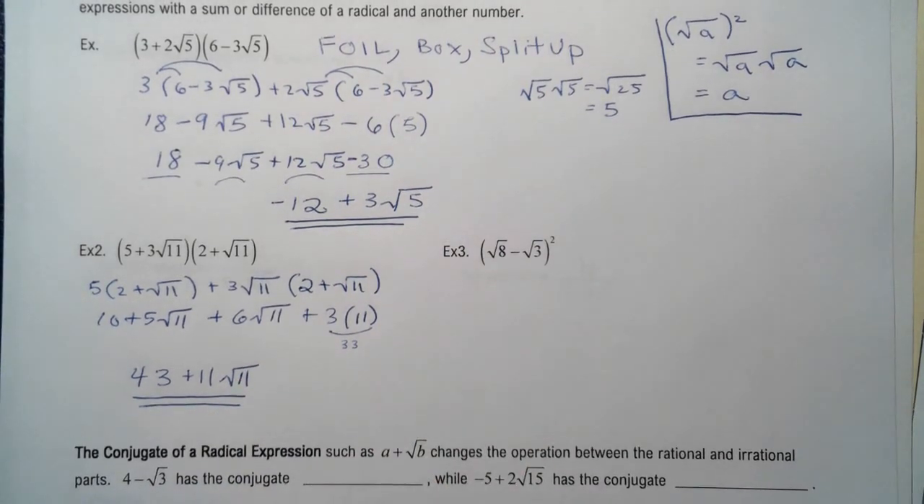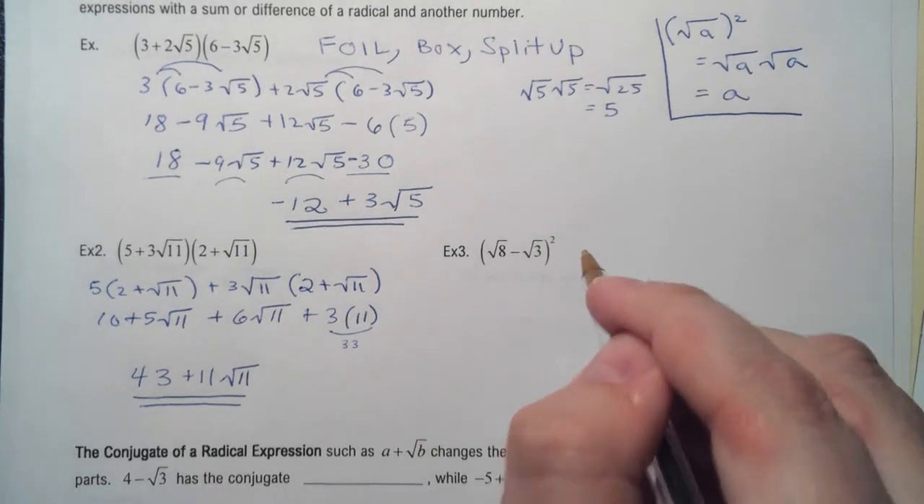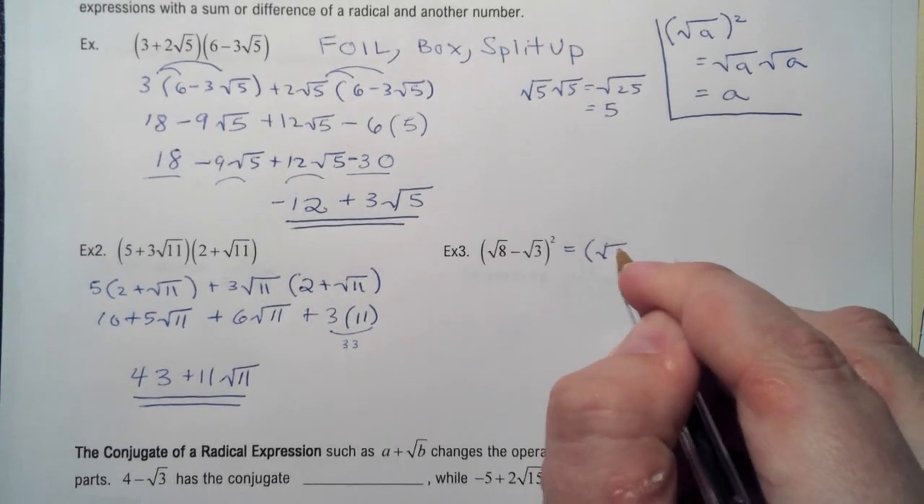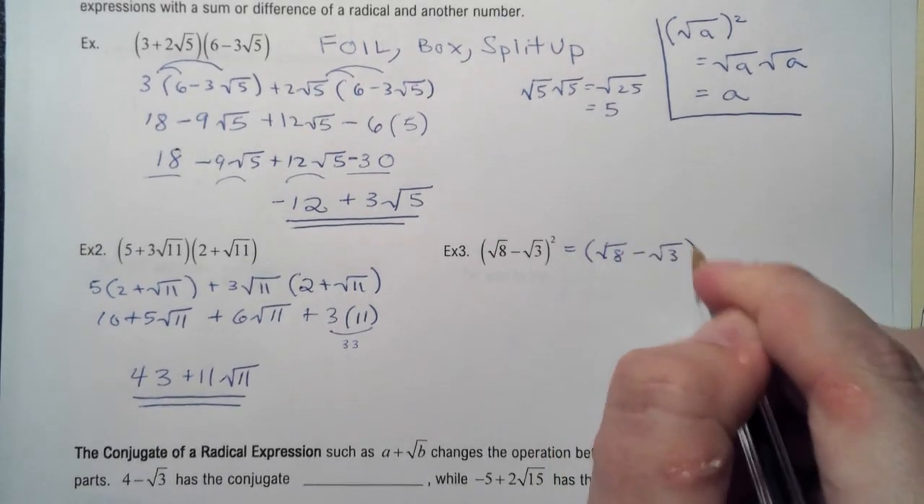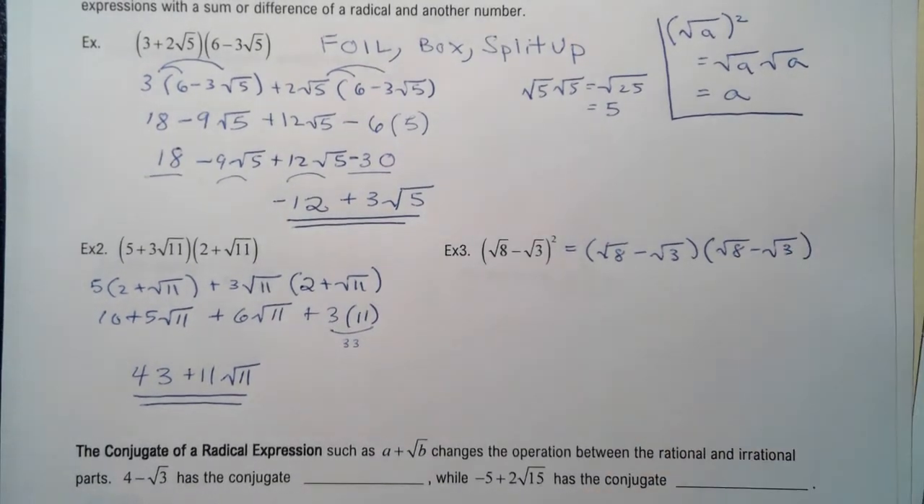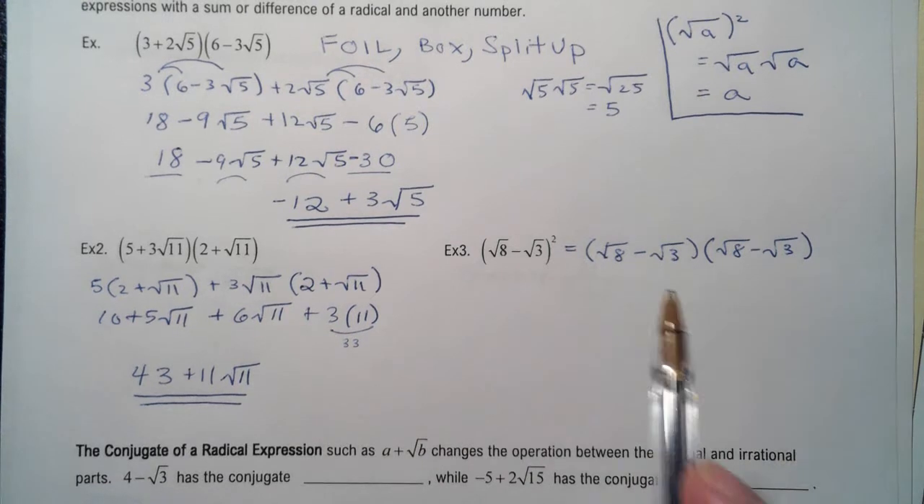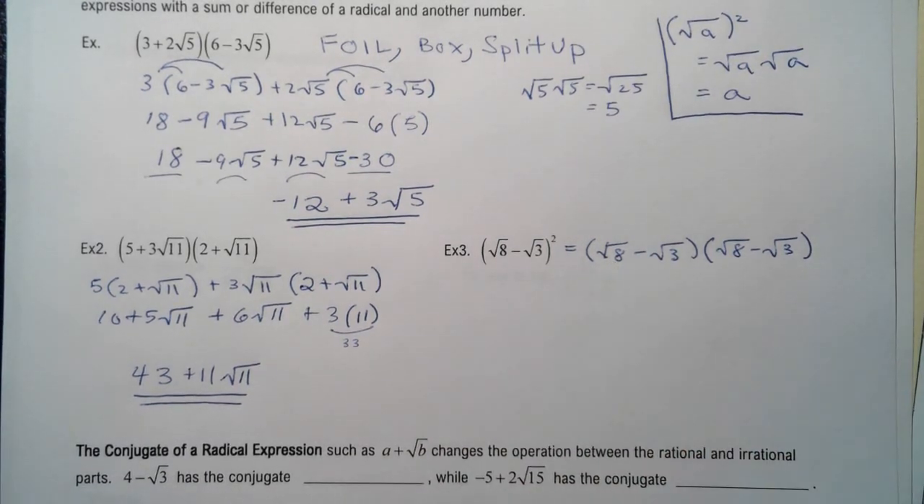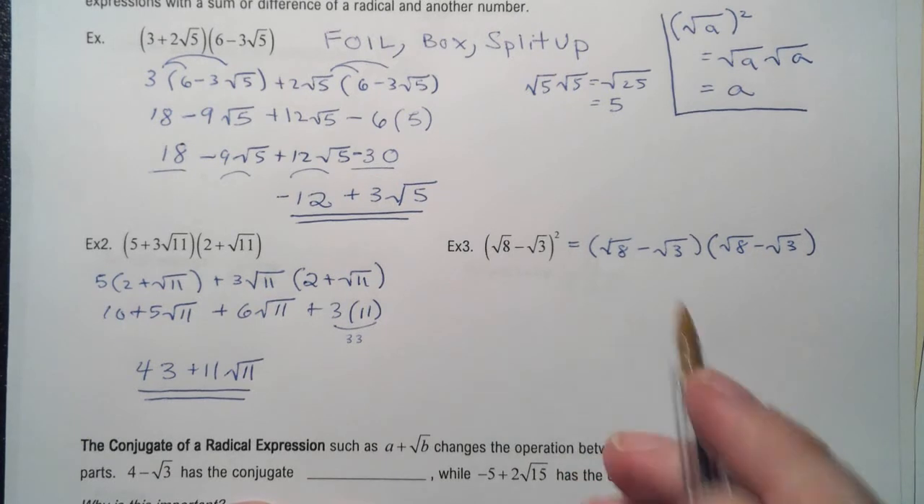In example 3 right here, this is a bit more complicated. One, because it introduces an error that some people will make. Recall, if you are squaring something, that means you are multiplying it by itself. So we notice that first. The other thing you can notice here is, as you think about it, the square root of 8 can actually be simplified. I could simplify it now. I could simplify it later. I'll save it until later.